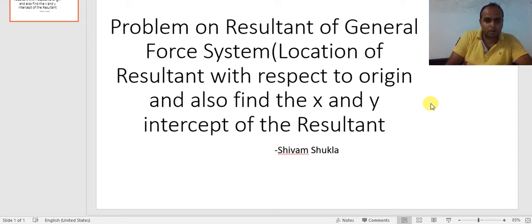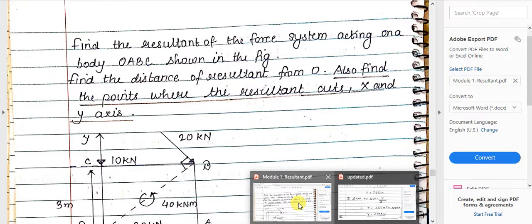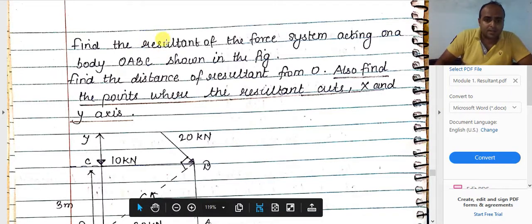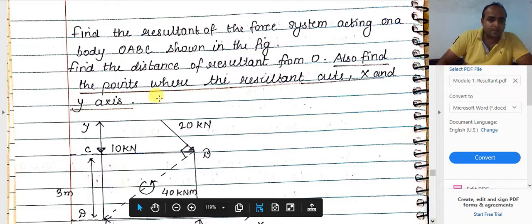This is Shivam Shukla, and here I am to solve a problem on resultant of general force system, that is location of resultant with respect to origin, and also finding out the x and y intercept of the resultant. It's a university problem for 6 marks. Let us see how the question statement goes. Find the resultant of the force system acting on a body OABC shown in figure. This is the question statement and this is the question's diagram.